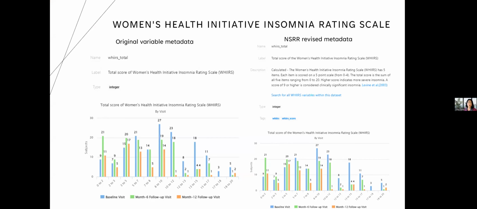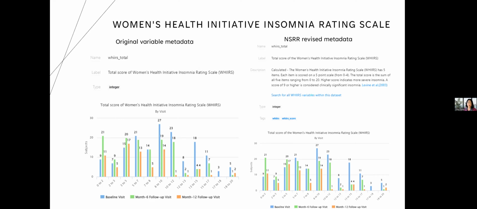And here's an example of improved metadata for a validated survey instrument. The original variable metadata, as you can see on the left, is basically just a simple description: a total score for the Women's Health Initiative Insomnia Rating Scale. So what we did, we added the basic scoring rules. There are 5 items, how this summary score is generated, the range of the score, and how to interpret the score. The higher means more severe insomnia.